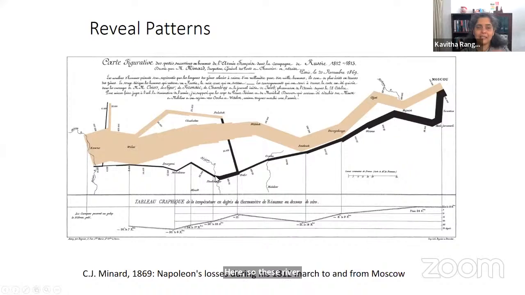Again, there were icy conditions and people would just break into the ice and fall into the water. And you can see these big dips over here, which is probably why this is called one of the most effective visualizations ever created. You can see the temperature dips here corresponding to what was happening to the army.